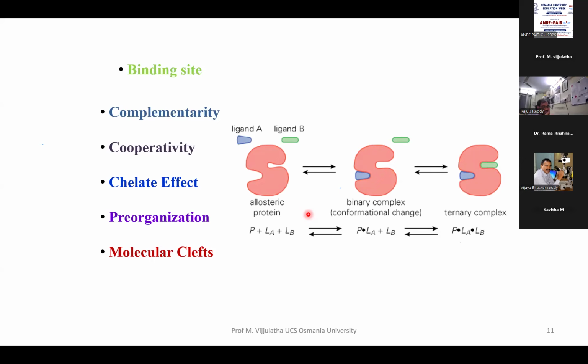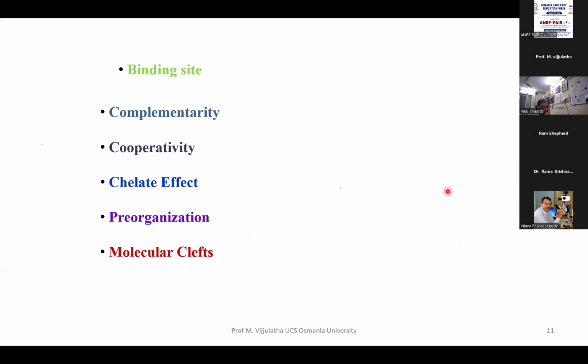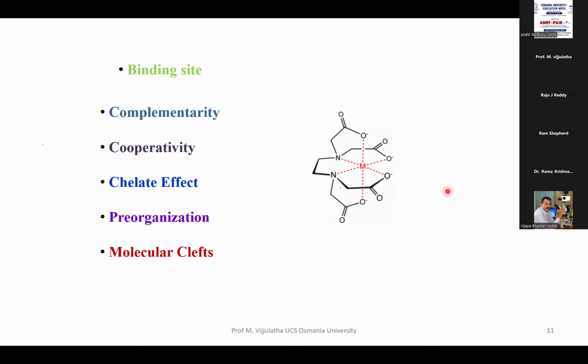And if there is a possibility, then we say there is a cooperation between the allosteric site and the active site, and based on that, they will fit properly into the active site of the protein. There is another strategy called the chelating effect. When the ligand has maximum interactions with the receptor, then we call it a chelating effect. More number of interactions, better is the binding with the receptor.